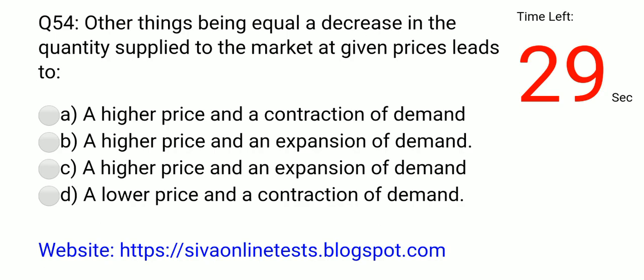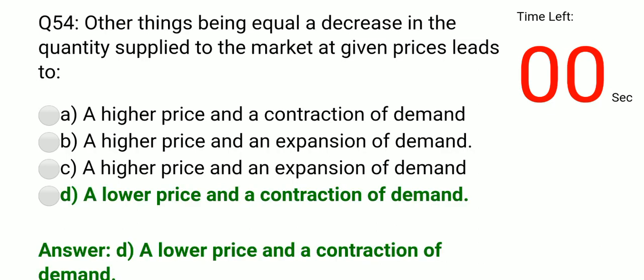Question 54. Other things being equal, a decrease in the quantity supplied to the market at given prices leads to. Options. A. A higher price and a contraction of demand. B. A higher price and an expansion of demand. C. A higher price and an expansion of demand. D. A lower price and a contraction of demand. Answer. D. A lower price and a contraction of demand.